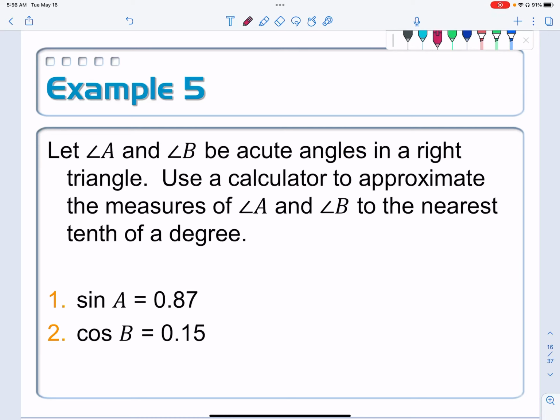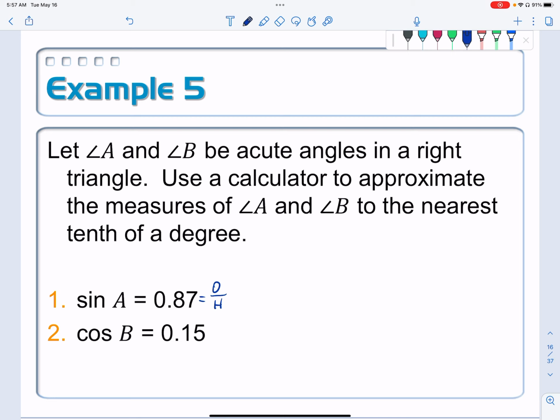All right, on example 5 here, let A and B be acute angles in a right triangle. Use a calculator to approximate the measures of angle A and angle B to the nearest tenth of a degree. On the first one, it says the sine of A, remember that A as the input of sine is supposed to be an angle, is equal to 0.87. So this 0.87 probably came from somebody putting in their calculator, for a right triangle, the opposite over the hypotenuse and got 0.87 after it got divided.